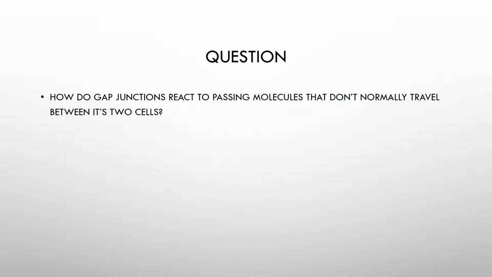So my question for today is, how do gap junctions react to passive molecules that don't normally travel between its two adjacent cells?